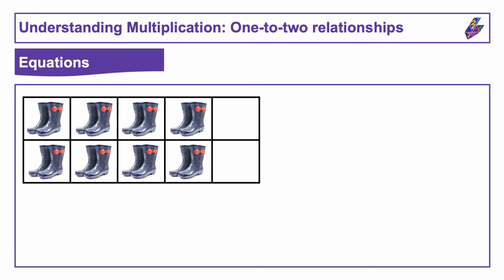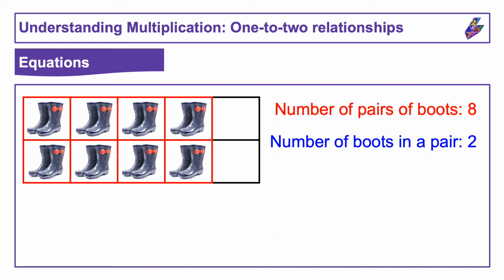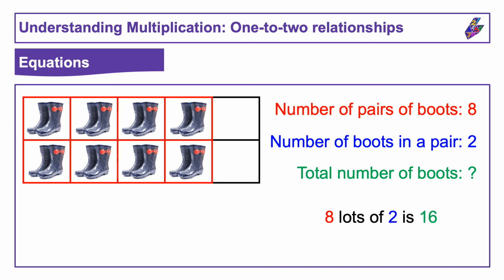If you're not sure how to make sense of that equation, this might help. We know the number of pairs of boots, which was 8, and we know the number of boots per pair, which is still 2, just like it has been for all our questions about the boots. There are always 2 in a pair. And we're trying to figure out the total number of boots. We've just figured out that the total number of boots is 16, so we can say that 8 lots of 2 is 16. Or if we want to write that in an equation using a multiplication sign, we can write 8 times 2 equals 16.